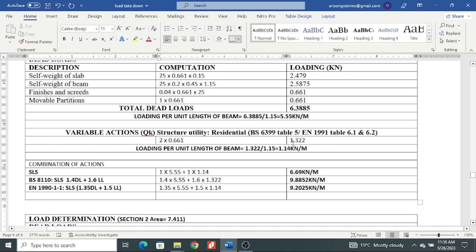I have that loading on my beam. So when I take that loading and divide it by the total length of the beam, I'm going to get 1.14 kilonewtons per meter.